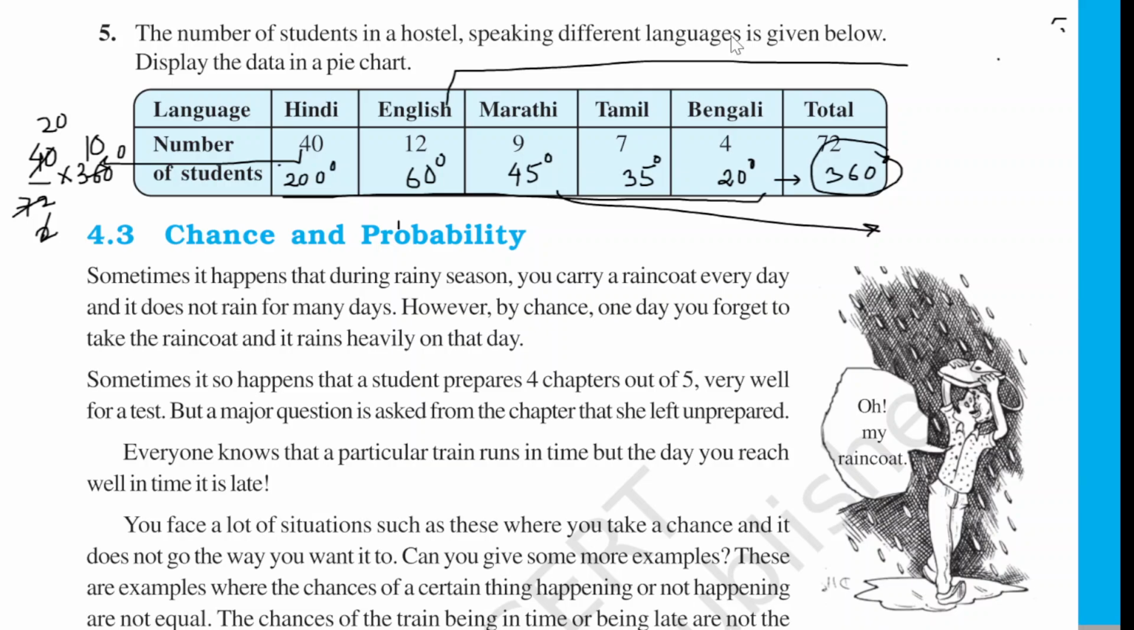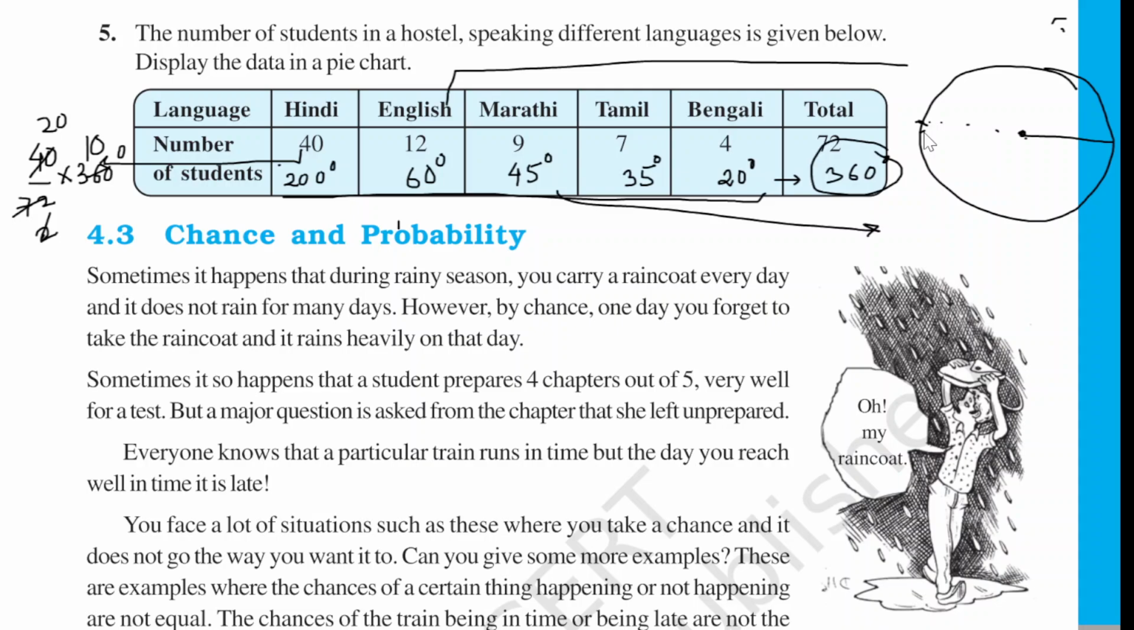To represent this in the form of pie charts, we have done it several times. First, we will draw a circle of any suitable radius. Then we will draw any radius. Then starting from here, we will first draw 200 degrees. We will keep our protractor like this. If 200 degrees is difficult, first mark 180 degrees here, then draw a line, then draw 20 degrees from this line.